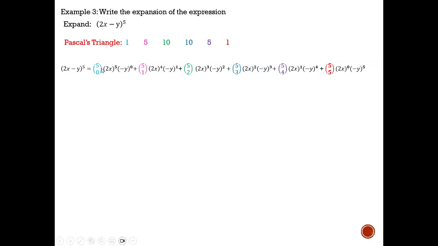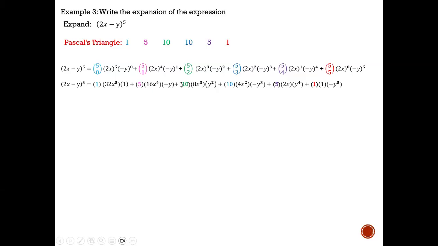So now I just have to evaluate, find the value for every term. Okay. So again, I can use my formula to evaluate each of these, but they should match Pascal's triangle. So I'll replace that. So 5 choose 0 is 1. 2x to the fifth, 2 to the fifth is 32, and then x to the fifth is x to the fifth. Negative y to 0 is 1. Here, 5 choose 1 is 5. 2 to the fourth is 16. X to the fourth is also x to the fourth. Negative y to the first is negative y.